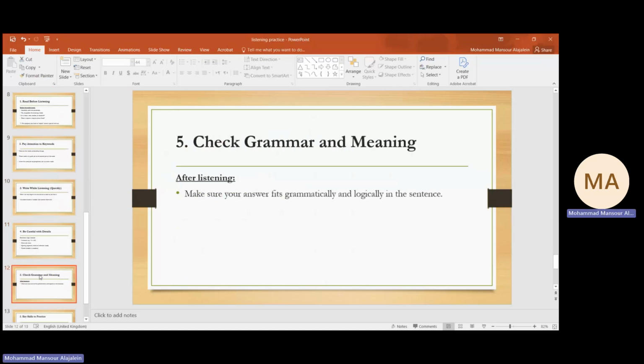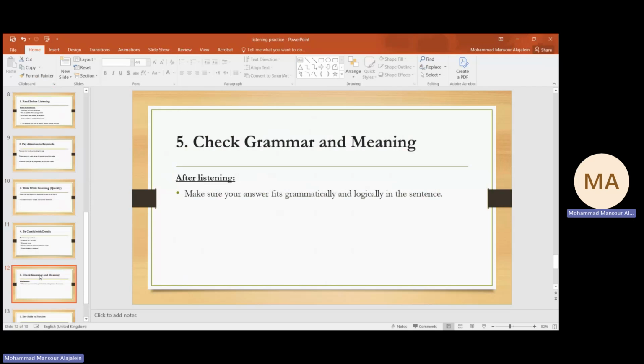And also check grammar and meaning. After you complete listening, and I want to repeat the idea that you don't have much time to do this, so do it as quickly as you can. After listening, make sure your answer fits grammatically or logically in the sentence.